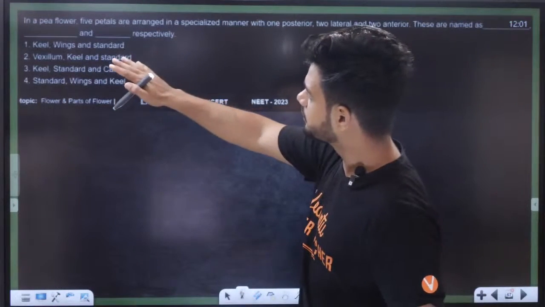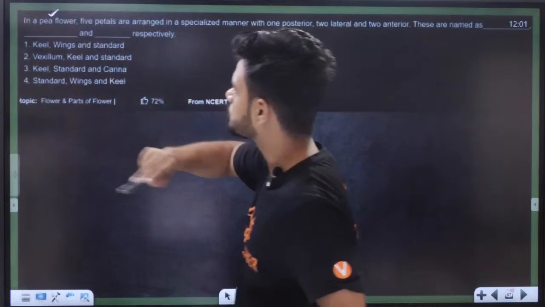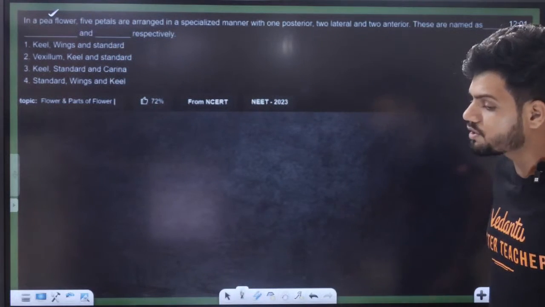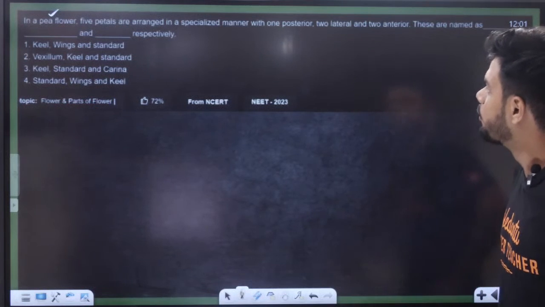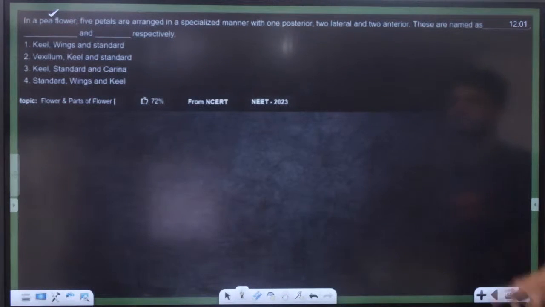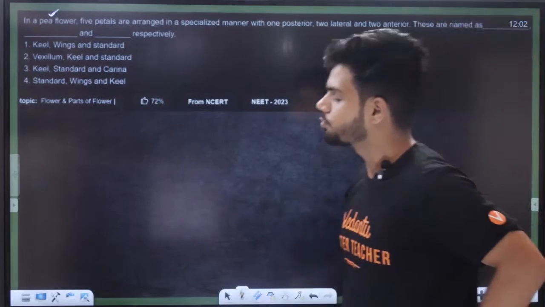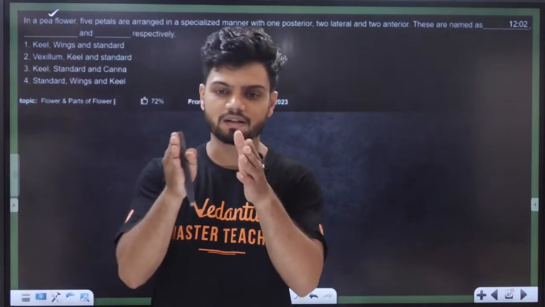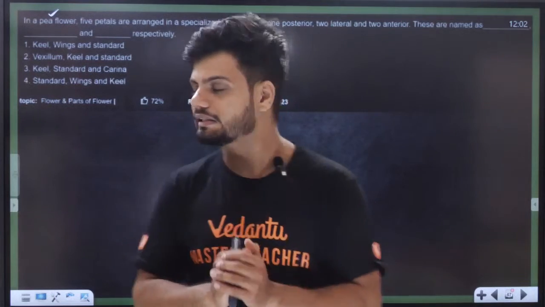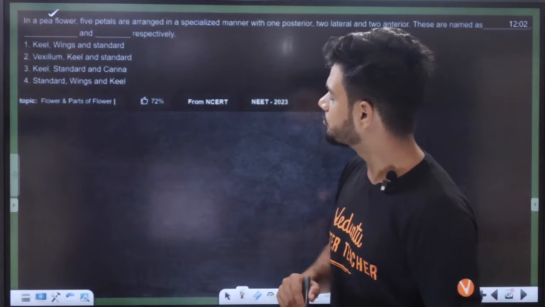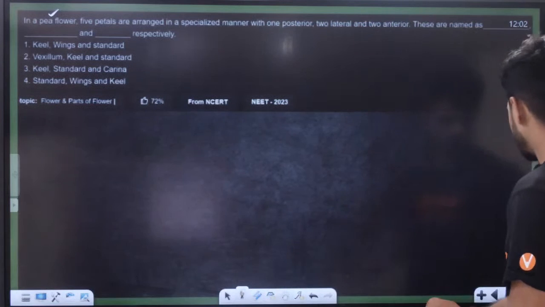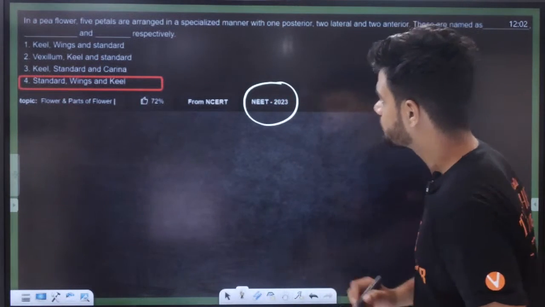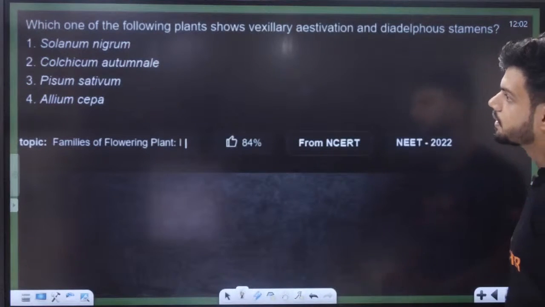In pea plant, vexillary estivation, the 5 petals are arranged in a specialized manner. 1 plus 2 plus 2 arrangement. 1 posterior, 2 lateral, and 2 anterior. These are named as, what is the name? The outer part is called your standard. Then we have wing. Then we have keel. Standard, wings, and keel. Option number 4. It's a question from NEET 2023. Okay. See this question now.